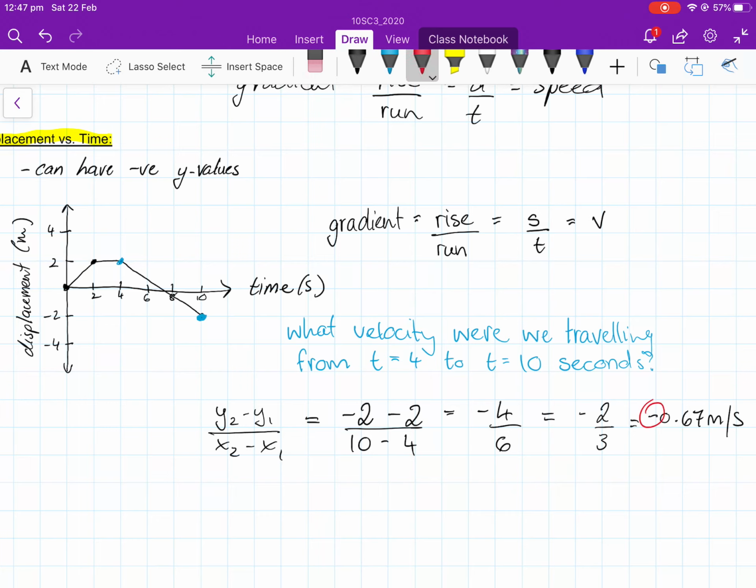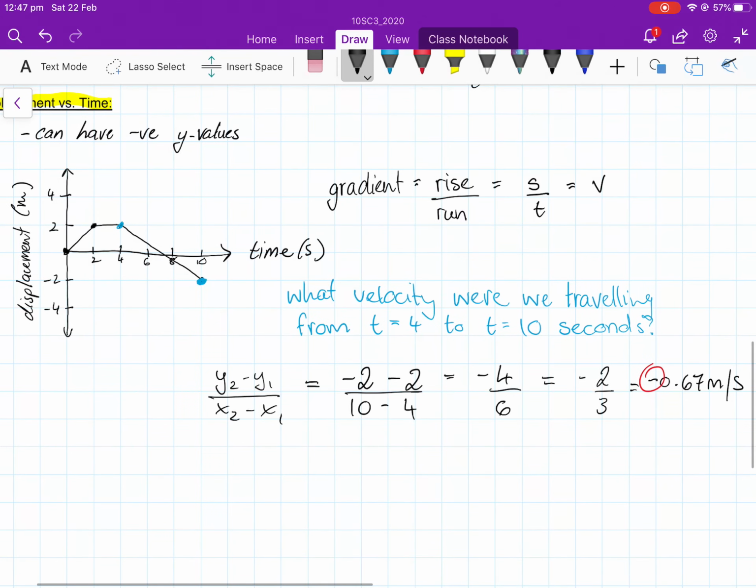So if we wanted to write this a different way, we could say the velocity equals 0.67 meters per second backwards. Because remember, velocity is a vector quantity, so it must have a size and a direction. And that's all we need to know about our displacement versus time graphs.